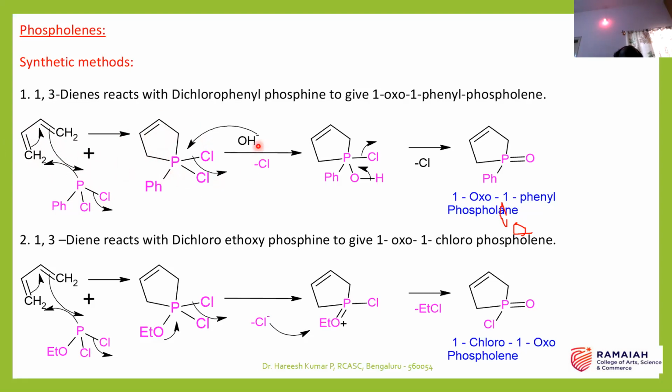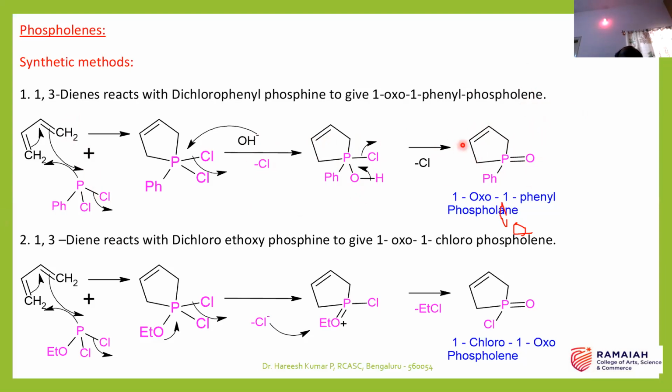Later, what will happen? OH minus can attack this phosphine, and Cl will go out as a leaving group. At this moment, the bond pair or the lone pair can come over here, and this will go out. That is how 1-oxo-1-phenyl phospholene is obtained. Just by changing one letter: if there is an E, there should be a double bond; if there is an A, there is no double bond. That's what you need to remember.